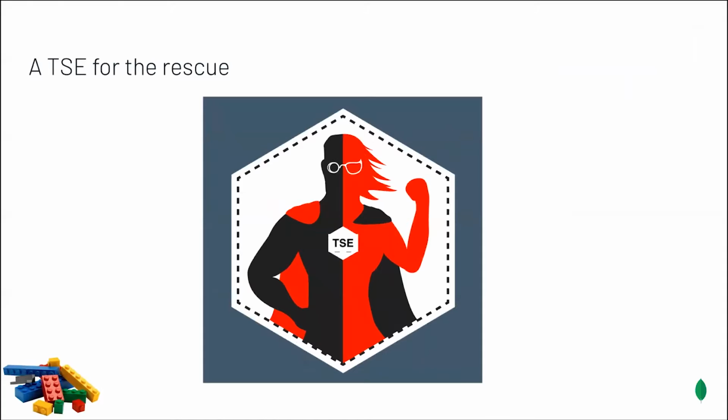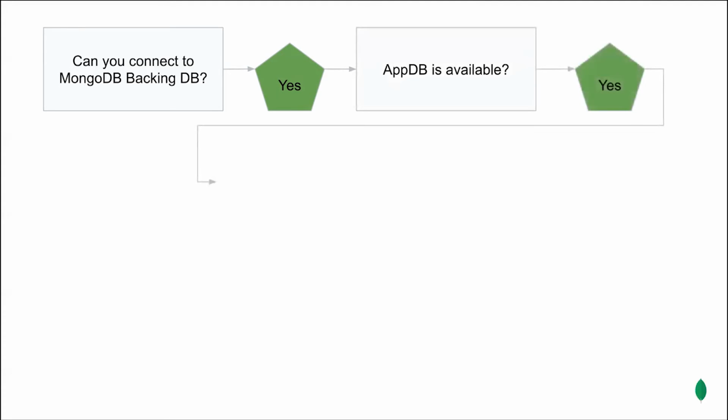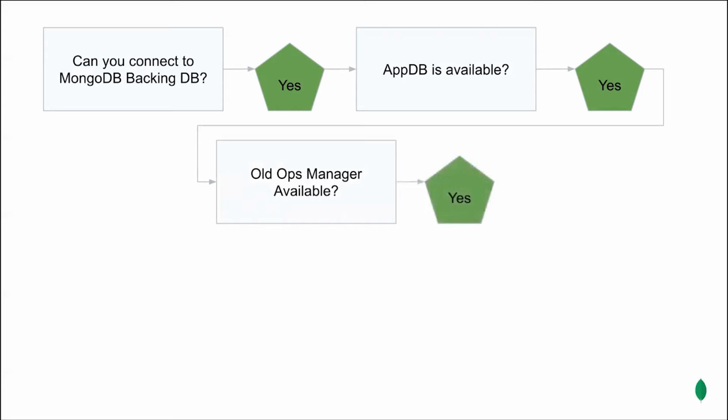TSE for the rescue. Here we had to eliminate the working parts. Can you connect to the MongoDB backing database? That is usually checked by running the Mongo shell, connecting to the MongoDB deployment, and running a command like show dbs. Yes, it works. Okay, one thing works. AppDB is available. Yes, again, you can check it with the Mongo shell. Is the old Ops Manager available? Surprisingly, yes.